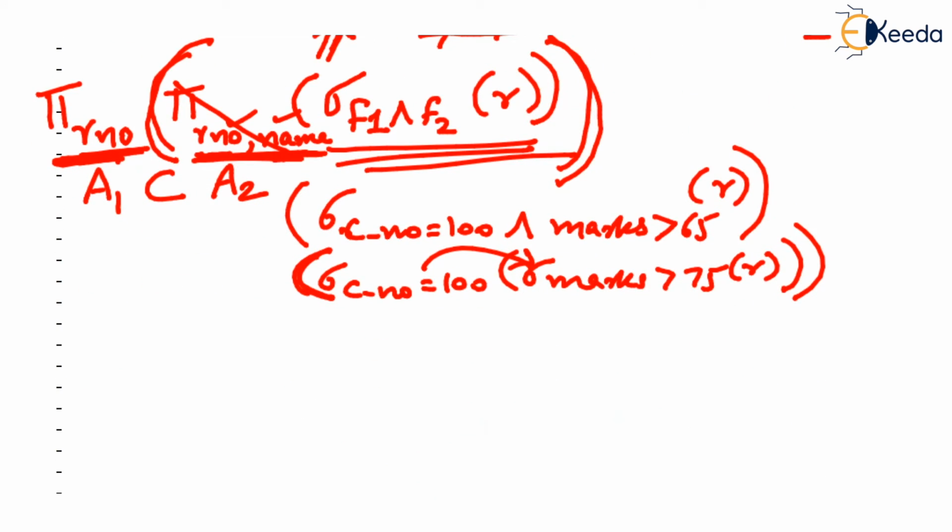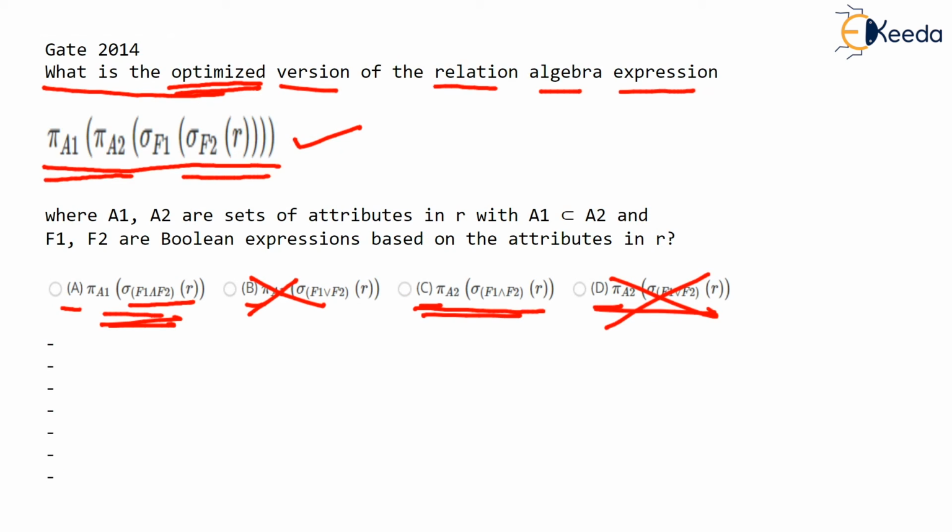It would be enough to say that project A1 from selection of F1 and F2 from the relation R. I hope you have understood what I am talking about with that particular example. So option A is correct. Option C cannot be correct because selecting A2 means you will be selecting roll number and name, but ultimately you wanted to select only roll number, the smaller set of attributes. So project A1 should be the correct option. A is the correct option for this particular question. Thank you very much.